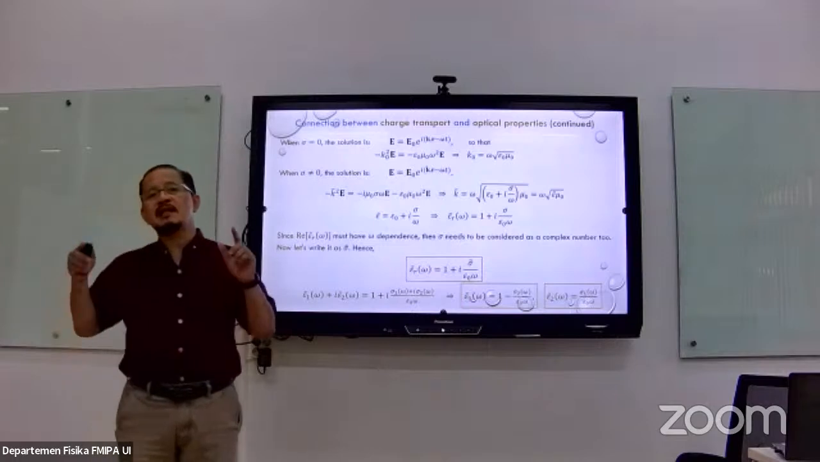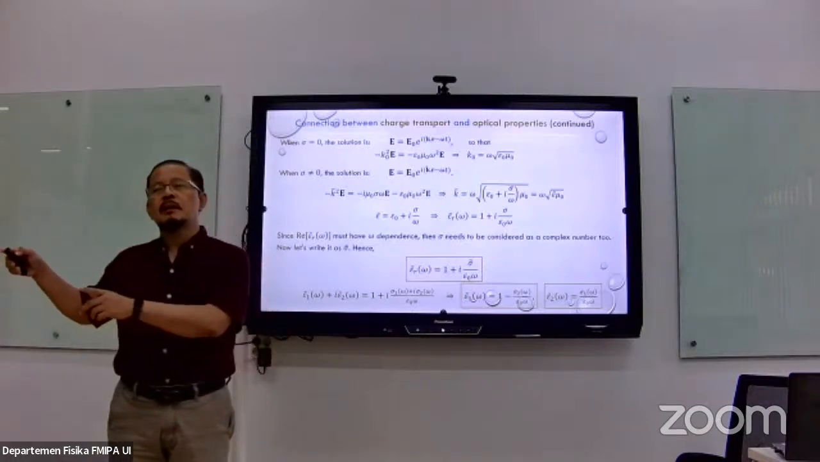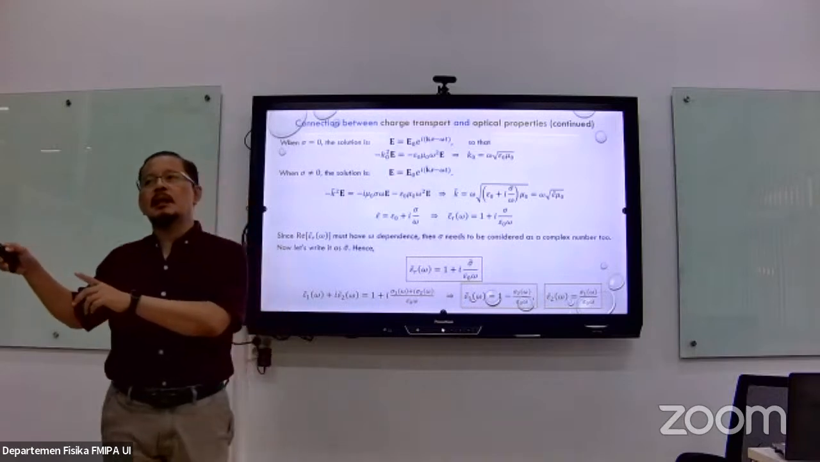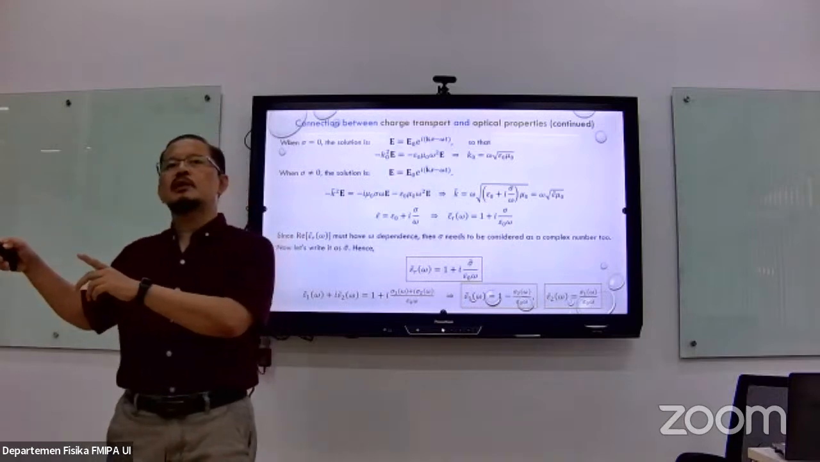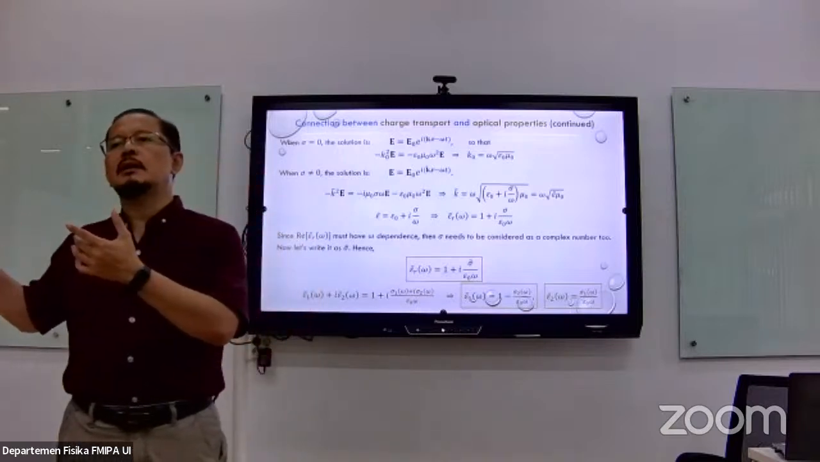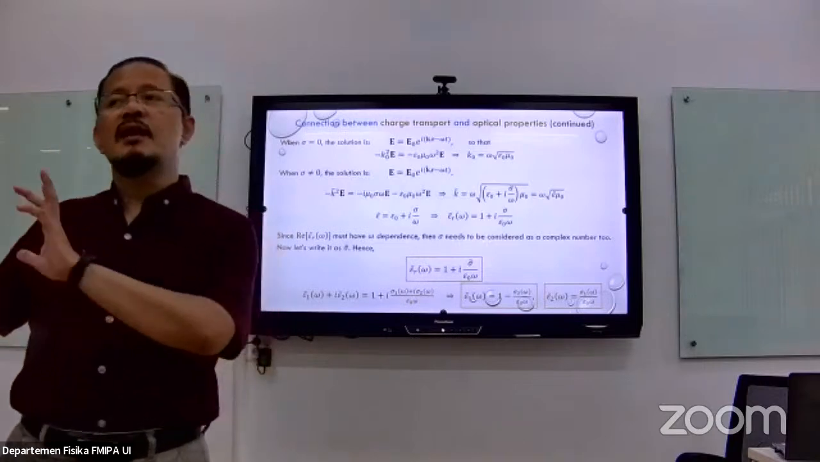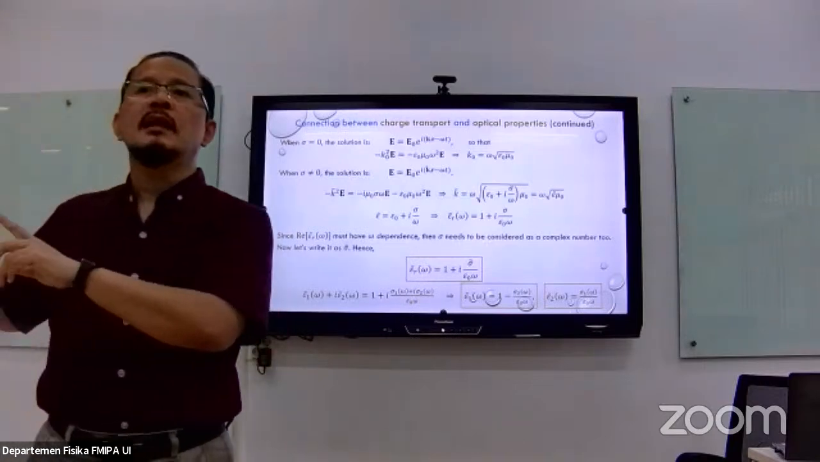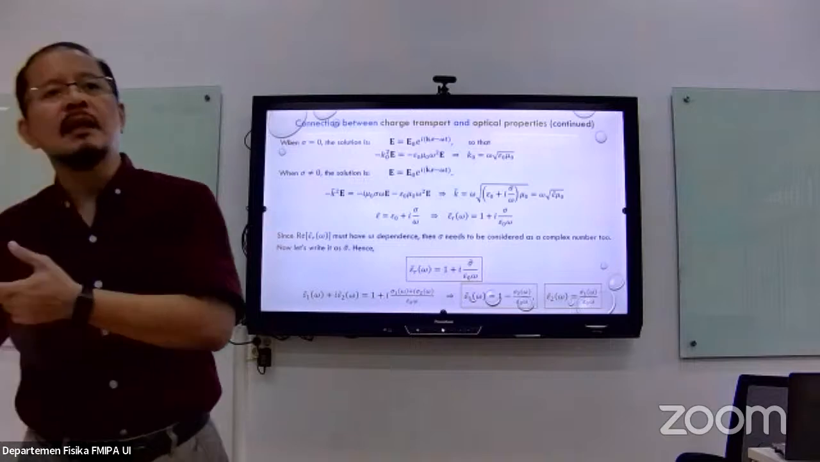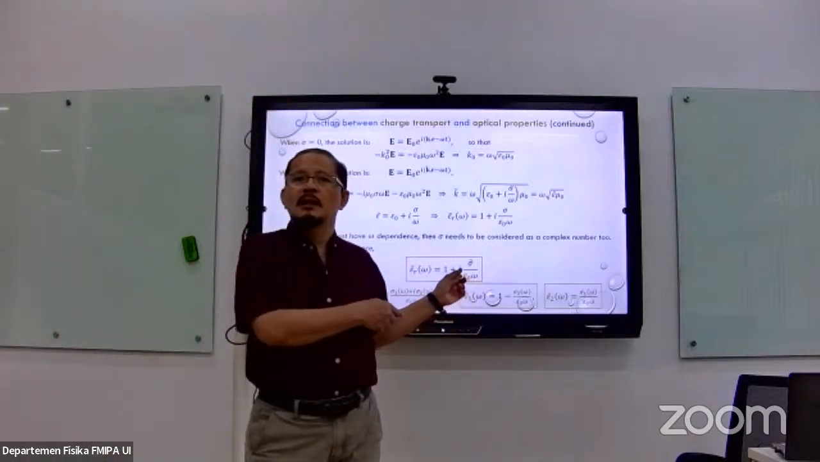Therefore, whenever we see something from a transport measurement, don't underestimate it as something that only tells us about the transport properties. It can actually be an indication of something going on that we can investigate through the optical properties. So that's the lesson that we learn.